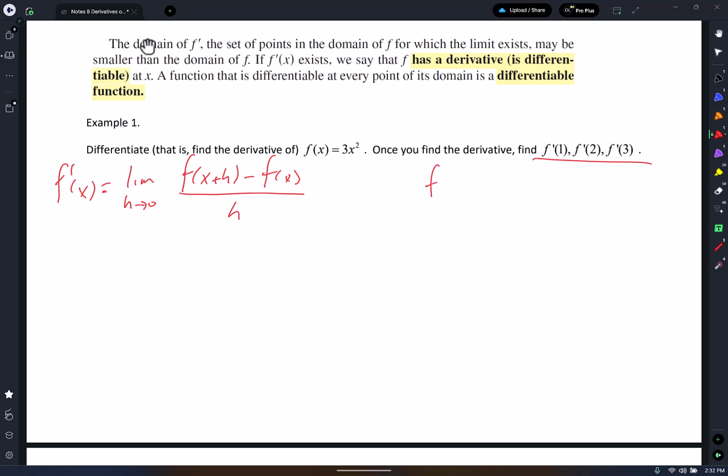I need f of x plus h. I'm going to put parentheses. Well, first I've got to put 3, then parentheses; wherever there's an x, I'm going to substitute x plus h. x plus h, close it, squared. So let's see, 3 parentheses, x times x, plus x times h, but I'm going to have 2 of them, and then h times h. There you go. Distribute the 3.